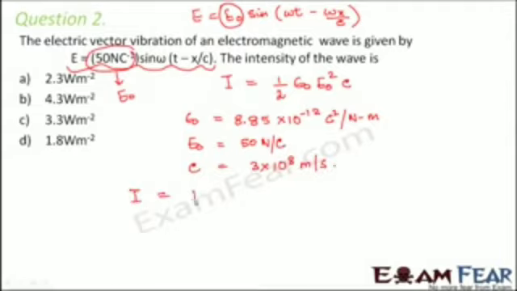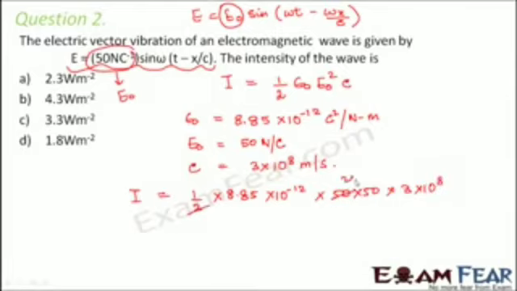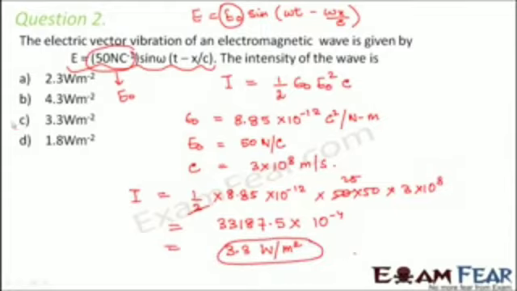So let's calculate intensity. It would be half into 8.85 into 10 to the power minus 12 into 50 into 50 into 3 into 10 to the power 8. Right? So 2 into 25 is 50. So now when you do this, you get 33187.5 into 10 to the power minus 4, which is equal to 3.3 Weber per meter square. So C is the correct option.